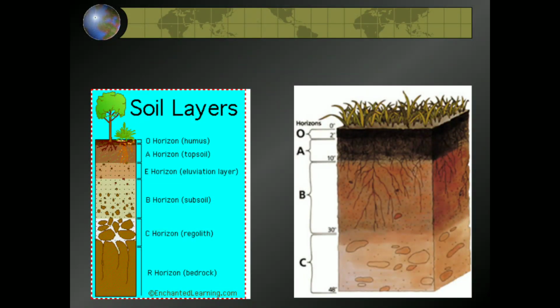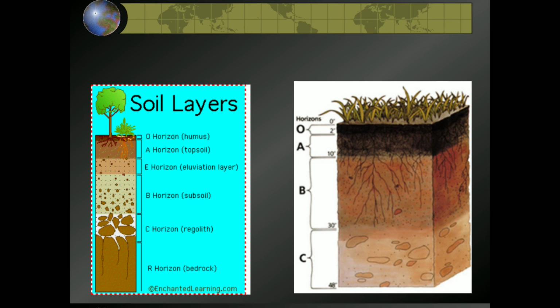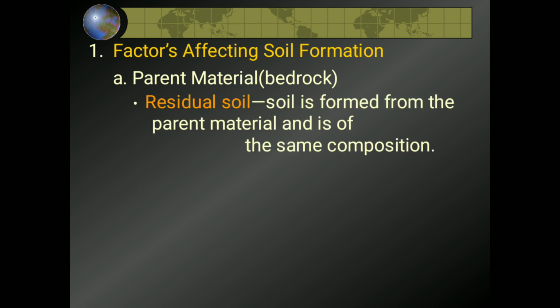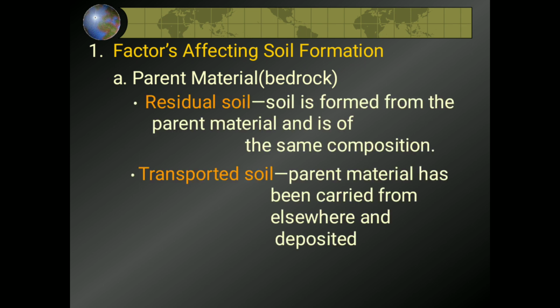Soil layers: O horizon, humus; A horizon, topsoil; E horizon, eluviation layer; B horizon, subsoil; C horizon, regolith; R horizon, bedrock. Factors affecting soil formation. Parent material or bedrock: residual soil.